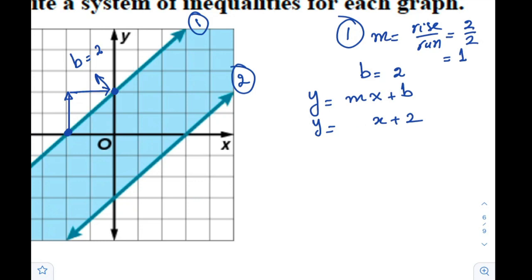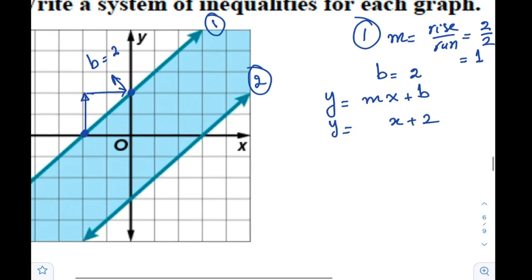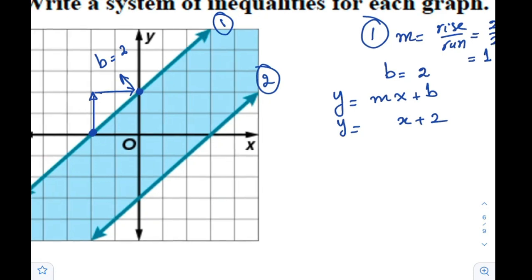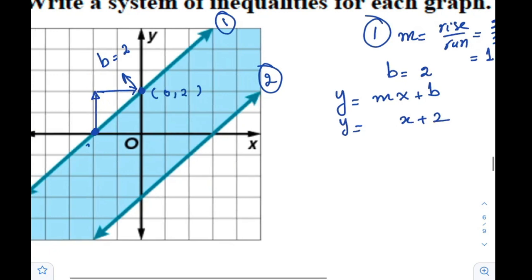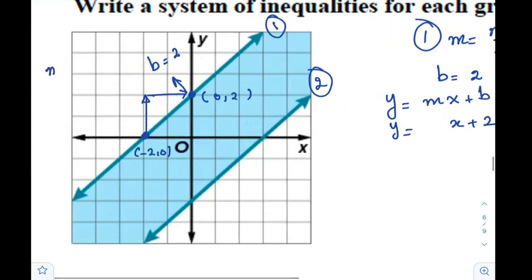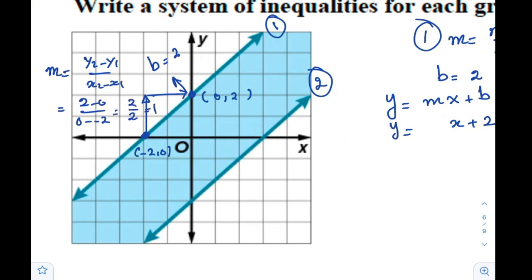If you are not sure about the rise over run way, then you can use the slope formula. This point is 0, 2. This point is negative 2, 0. Then apply the formula, y2 minus y1 over x2 minus x1. So it's 2 minus 0 over 0 minus minus 2, which is 2 over 2, which is 1. So we will reach the same conclusion.